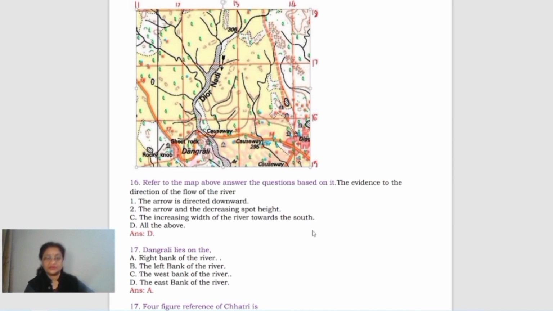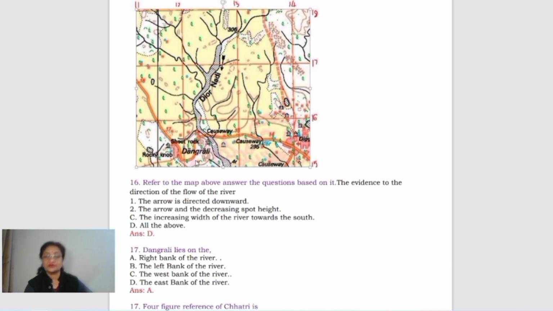Dangrali lies on which bank of the river? Now Dangrali, you can see here, Dangrali is here. If the river is flowing southward, and we stand facing the direction of the flow of the river, our right side will be the right bank of the river and our left side will be the left bank of the river. So Dangrali is lying on the right side of the river, so it is called the right bank of the river.